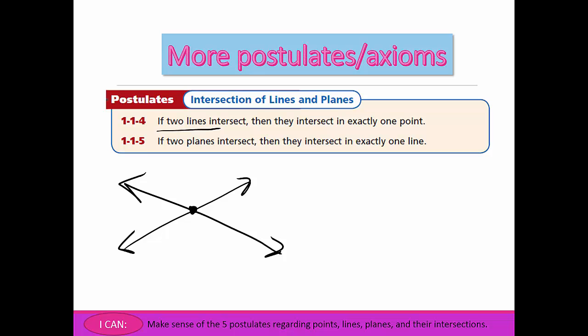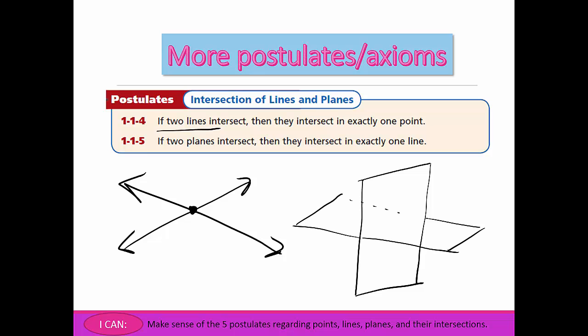Likewise, for this postulate, if I have 2 planes that intersect, they intersect in exactly 1 line. So let's say that I have this plane here, and then I have another plane that it intersects, kind of going like that. Then those planes intersect in a line where these points are actually on that line. Okay, so any 2 planes that intersect, intersect in exactly 1 line. That's another illustration for that second postulate.